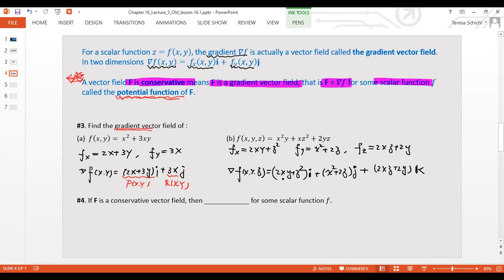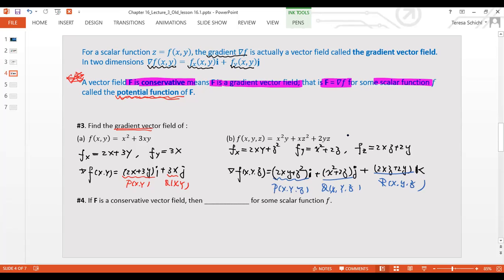So just like we said, you can say this one is my scalar component function P(x, y, z). This one you can say Q(x, y, z). And this one you can say R(x, y, z) here.